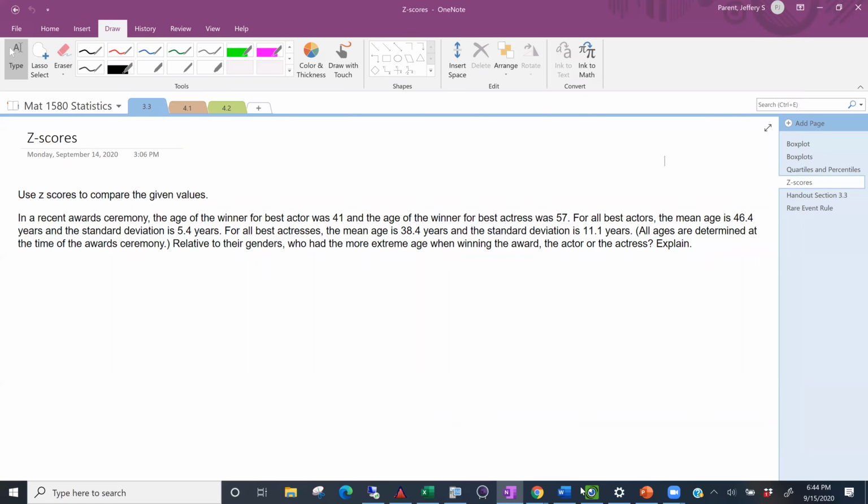In a recent award ceremony, the age of the winner for Best Actor was 41, and the age of the winner for Best Actress was 57. So that's our X's, 41 and 57 respectively. For all Best Actors, the mean age is 46.4, and standard deviation is 5.4. And those same numbers for women are 38.4 and 11.1.